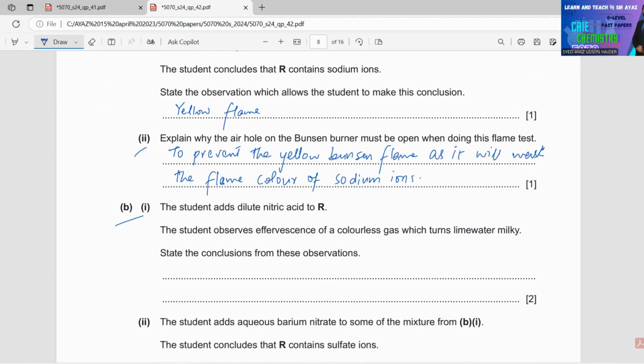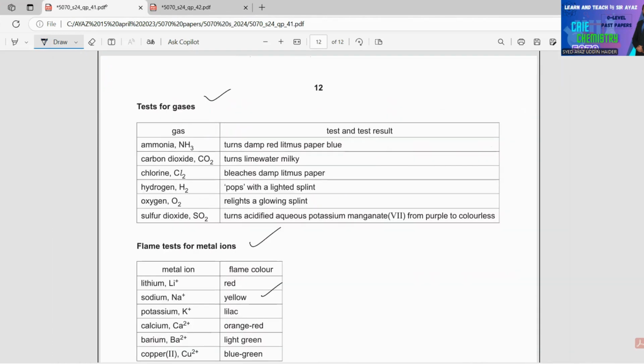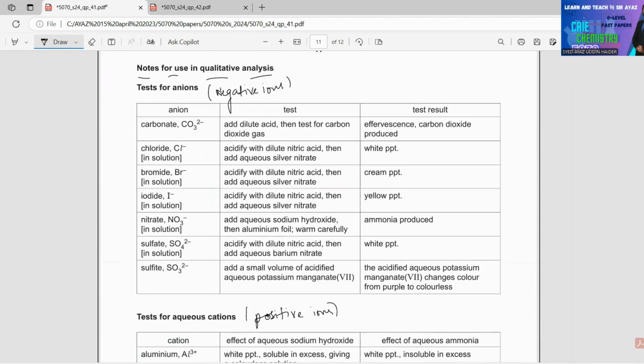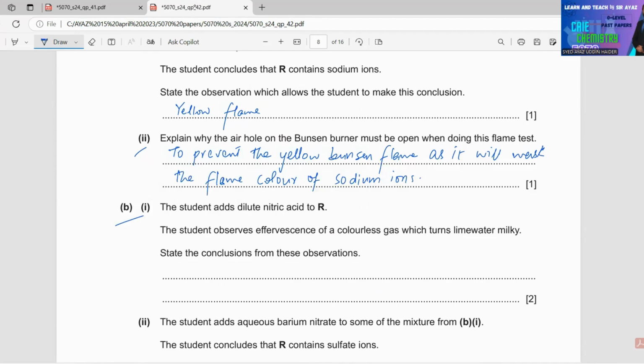B1. The student adds dilute nitric acid to R. The student observes effervescence of a colorless gas which turns lime water milky. State the conclusion from these observations. So it must be the carbon dioxide gas which is formed. It's turning lime water milky. So it must be containing what ion? If you look at the negative ions, it's actually the carbonate ion which on reaction with dilute acid gives the test for carbon dioxide, which is effervescence or fizzing.